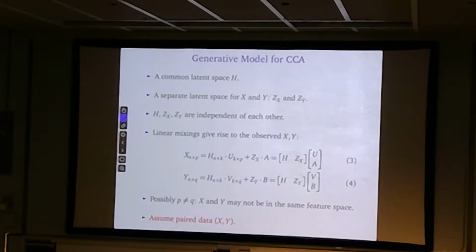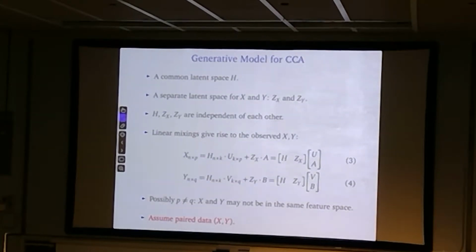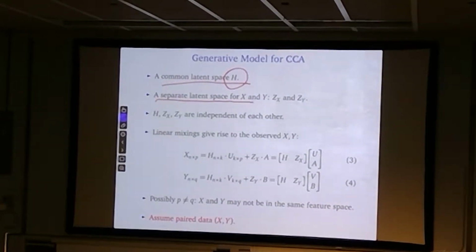As with the Bayesian view, the probabilistic view of all these regression methods, a generative model helps us understand the concept of CCA. CCA assumes there's a common latent space H. We use H because it indicates something hidden, okay? There's a meaning to it. I don't just randomly pick a letter. And then there's a separate latent space for X and Y, ZX and ZY. H, ZX, ZY are independent of each other.